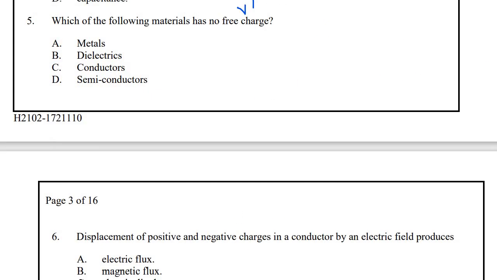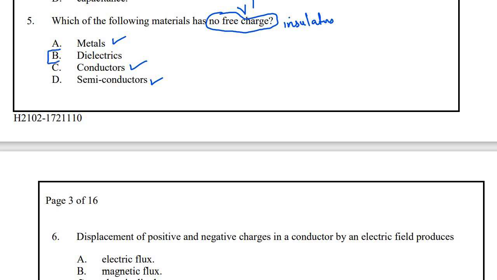Which of the following material has no free charge? So we know that the materials that have no free charge and no free electrons are known as insulators. Insulators are the substances that do not have any free charge. So metals have free charge. Conductors are the metals or any conductor that are conductors because they have got some free charges for the conduction. Similarly, semiconductors are the substance that behaves as a conductor at some point or some temperature.